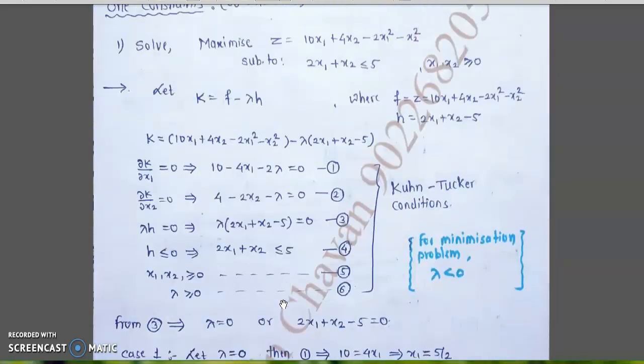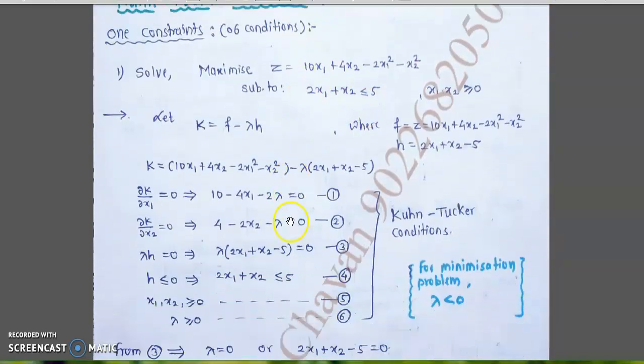So here, if there is one inequality constraint, we have 6 conditions to satisfy. These 6 conditions are called Kuhn-Tucker conditions, and these 6 conditions are nothing but: write K first as f minus lambda h, then differentiate K with respect to x1, equate it to 0 as equation 1, differentiate K with respect to x2, equate it to 0 as equation 2, lambda into h is equal to 0 gives us 2 cases to be solved, call it equation 3, then h less than or equal to 0, which is the constraint itself, which is equation 4, x1 and x2 should be non-negative, condition number 5, and lambda should be non-negative, condition number 6.